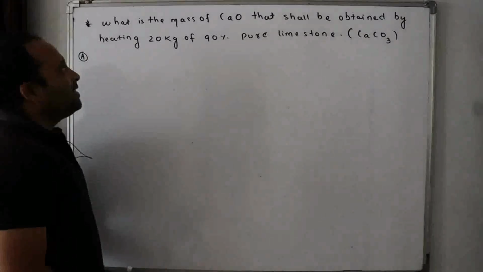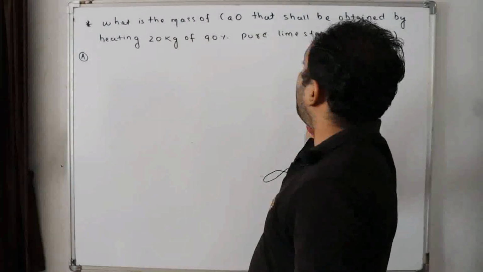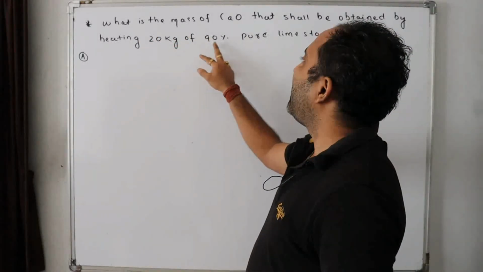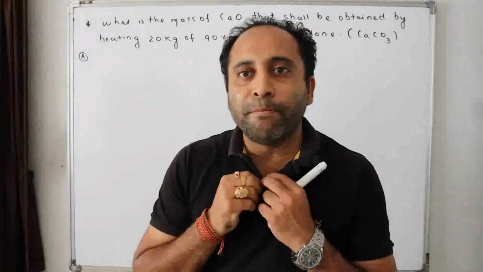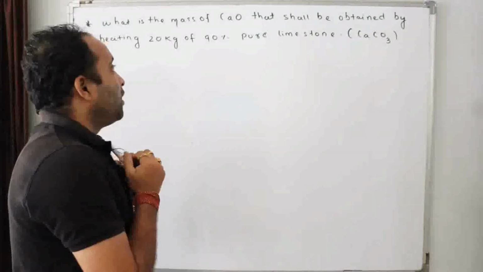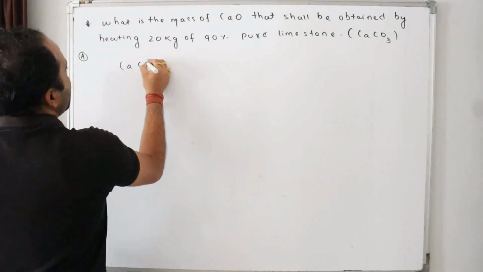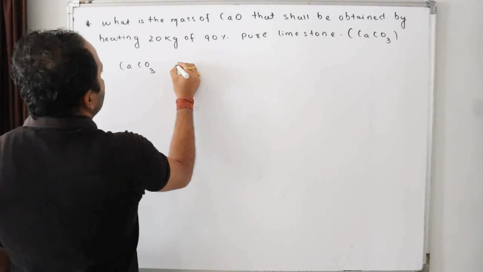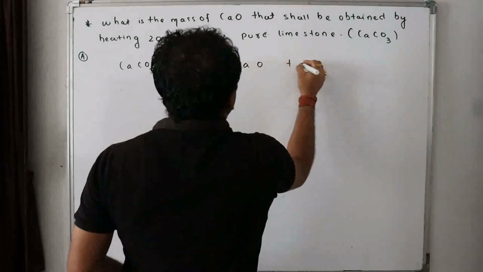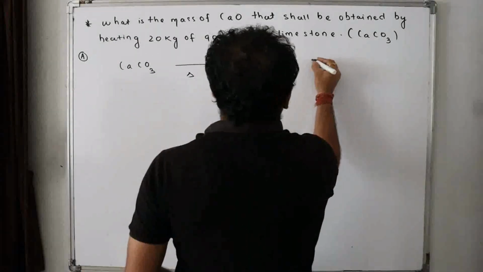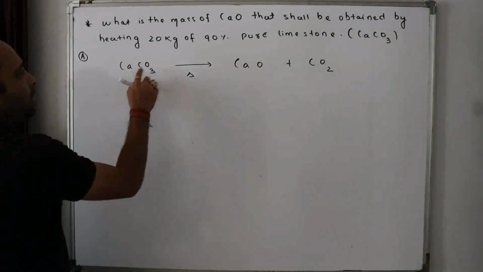Next question. What is the mass of CaO, calcium oxide, that shall be obtained by heating 20 kg of 90% pure limestone? Now I have taken 20 kg of 90% pure limestone. Now what is limestone? CaCO3. When heated, it gives CaO plus CO2. Now is this equation balanced?